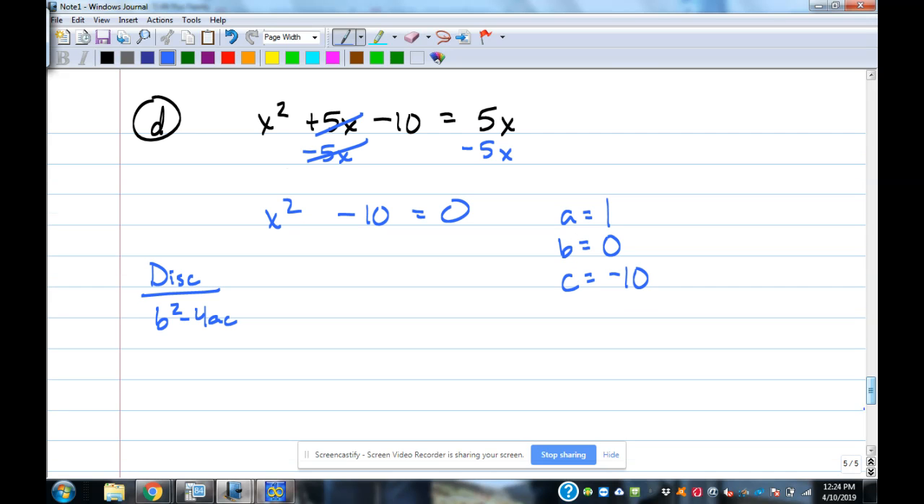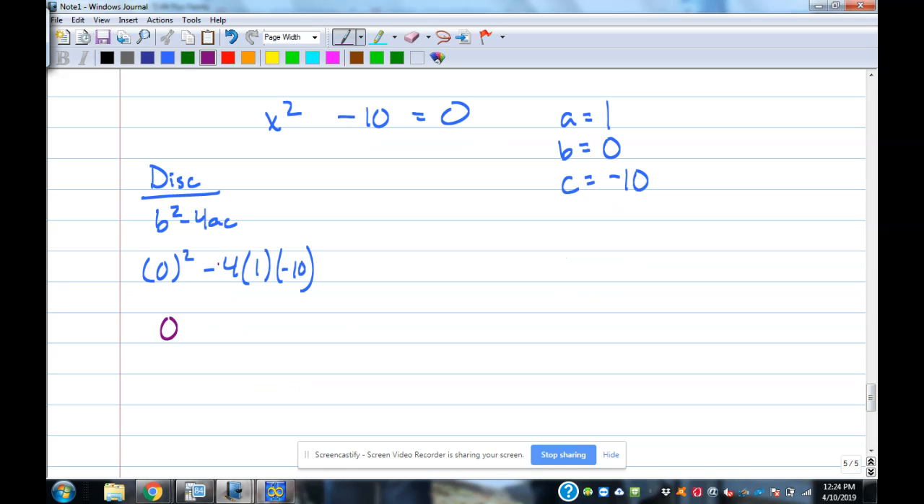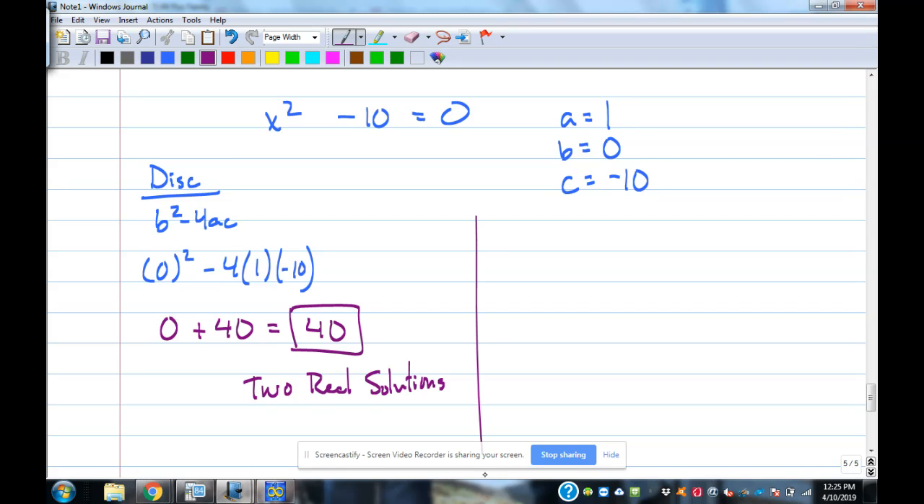Again, if you write this as many times as I have today, you'll have it memorized. So b is 0 squared minus 4 times 1 times -10. Well, that's an easy math problem. What's 0 squared? -4 times 1 is -4. -4 times -10 is negative times negative is +40. 0 plus 40 is 40. That's my discriminant. It's positive, so I have 2 real solutions again. Again, that's the most common thing. That's what we see the most. And then we're going to work that out.